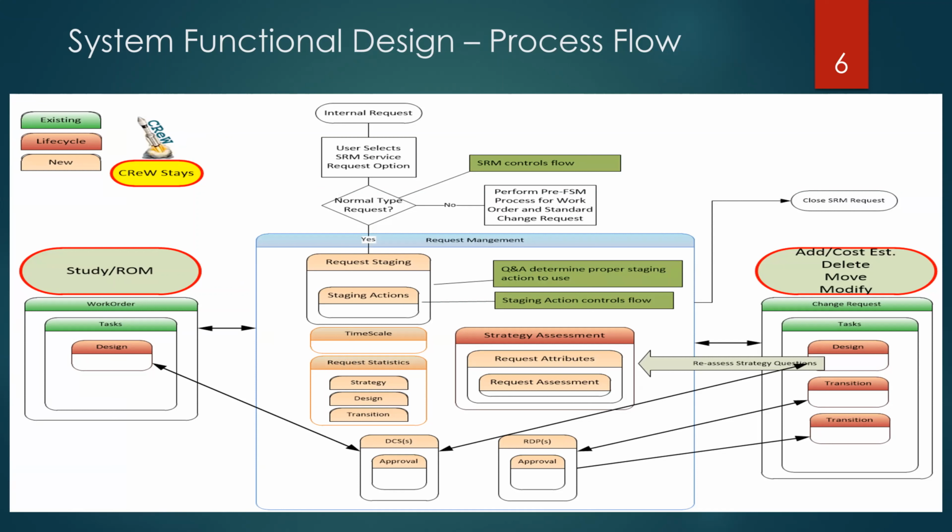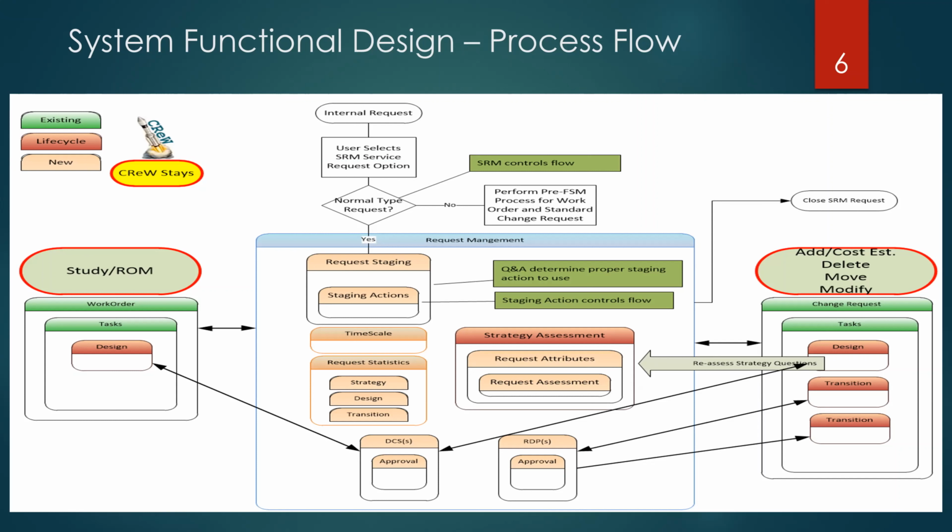And what we recognized is that sometimes an FSM should make a change request, sometimes it should make a work order. It was what type of work was going to be done that would make the difference. If you needed to just do a study or a standard ROM scenario, that belonged on the work order side, because you're not changing anything. You're just giving the customer the best guess of what it would take to do something they want to do. If you're really doing an add, a delete, a move, or a modify, that really should be a change request. And so that's where we began to define some of that flow and structure of where things should go.